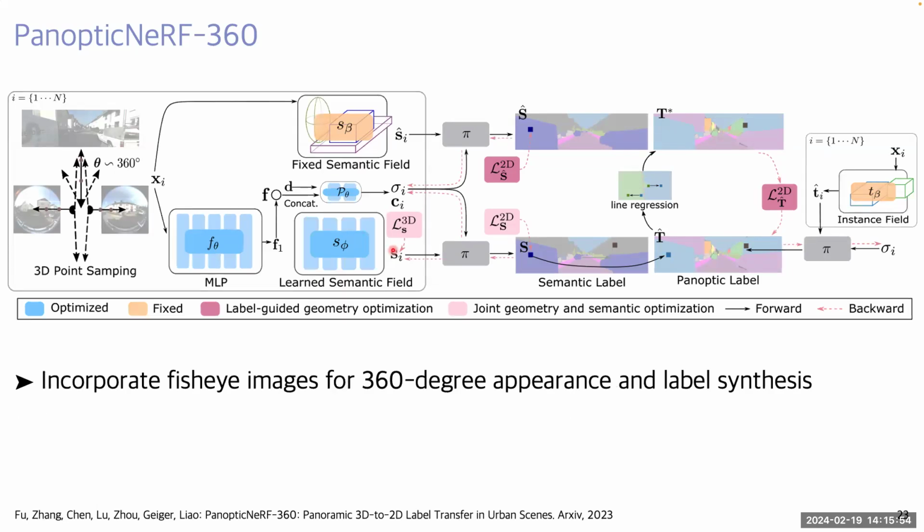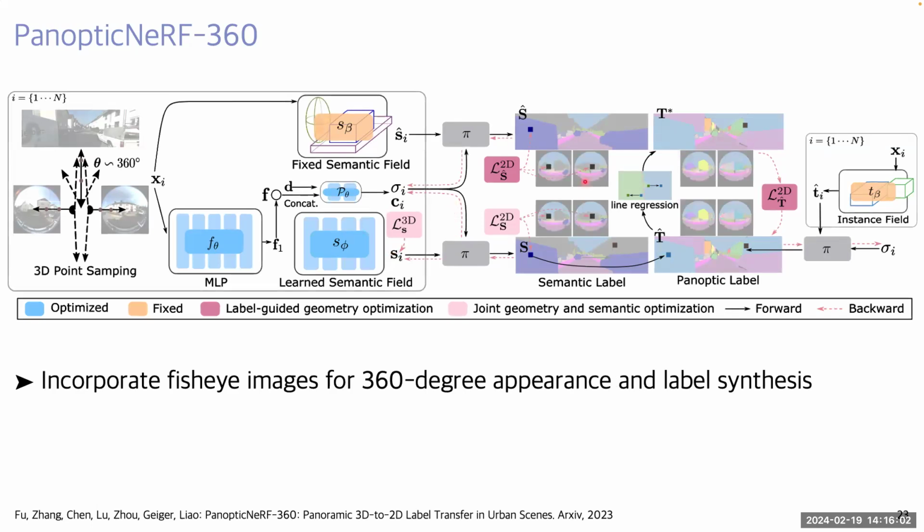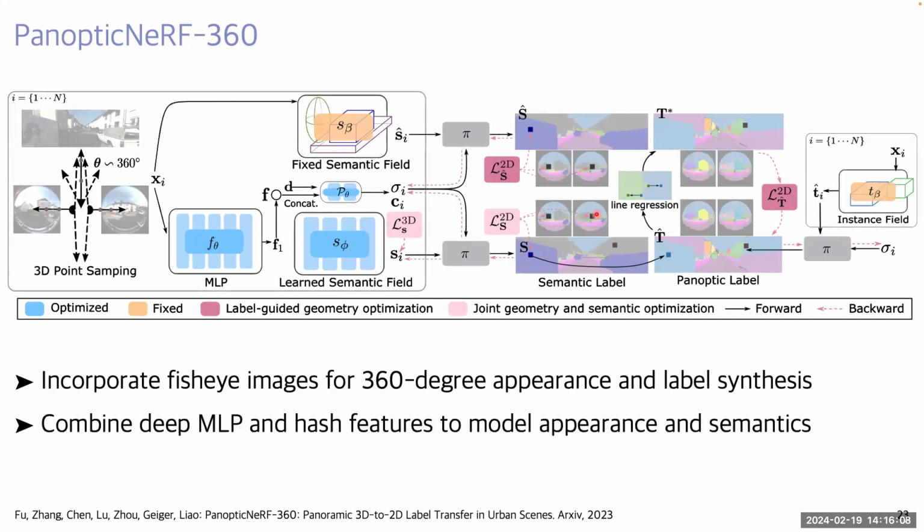And in this follow-up work, we further incorporate fisheye images for 360-degree appearance and label synthesis. So here we render both perspective and fisheye images, for appearance and semantics. And another design choice we have here is that, in order to model both the appearance and the semantic label effectively, it's better to combine a hash feature with a deep MLP.